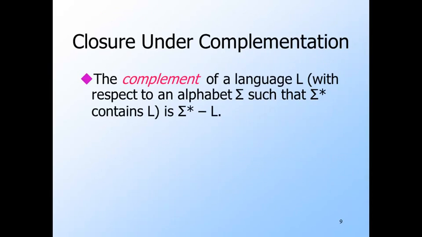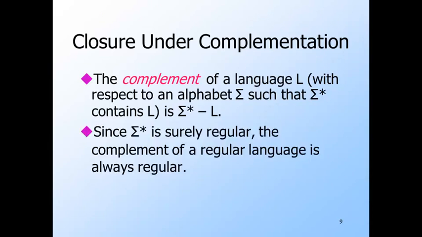Sigma has to include all the symbols from the alphabet of the language L, but may include other symbols that don't appear in L. Then the complement of L is all strings in sigma star that are not in L. Since sigma star is surely a regular language, and we know that regular languages are closed under difference, we immediately know that the complement of any regular language is also regular.